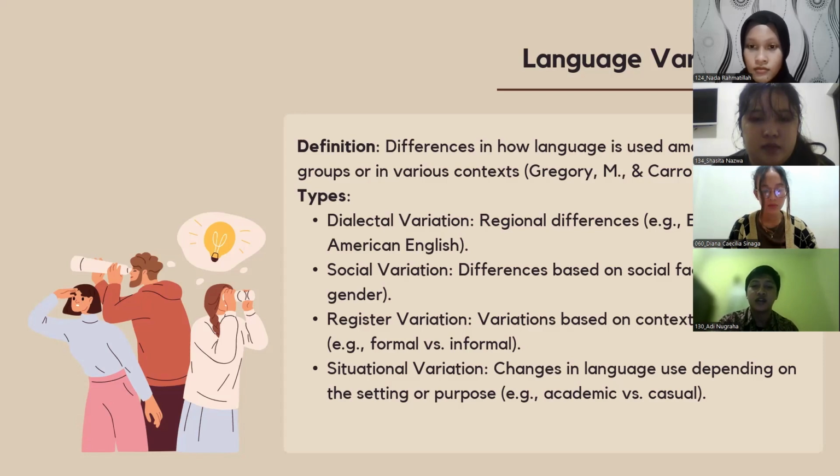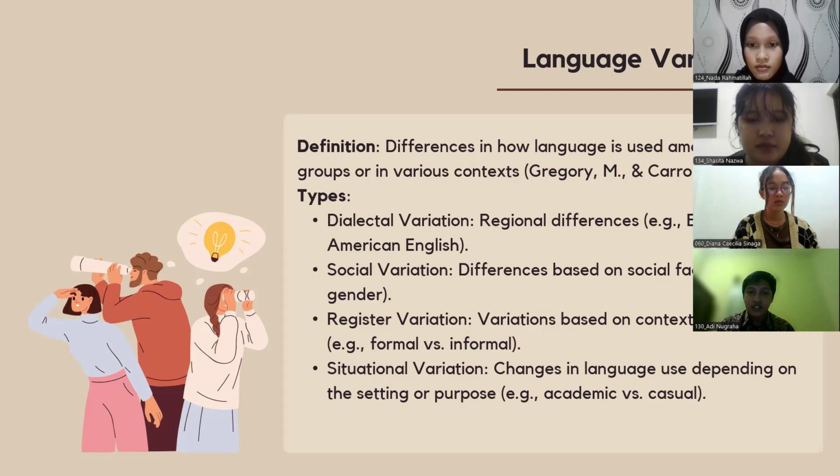The first is dialectal variation. Language variation based on region, such as the difference between British English and American English. The second is social variation. Language differences based on social factors such as age or gender. And the next is register variation. Changes in language use depending on the context or level of formality. For example, the way we speak in an academic context will differ from the way we speak casually.